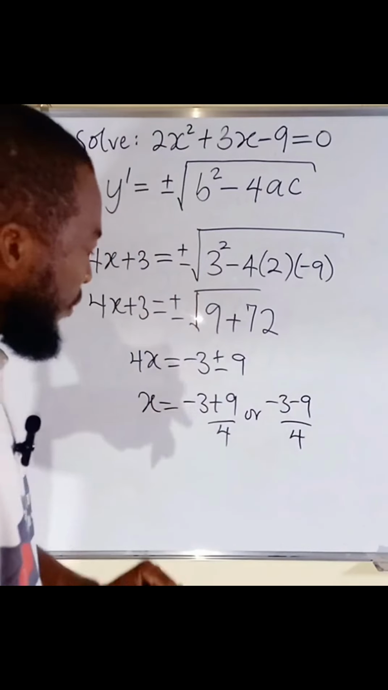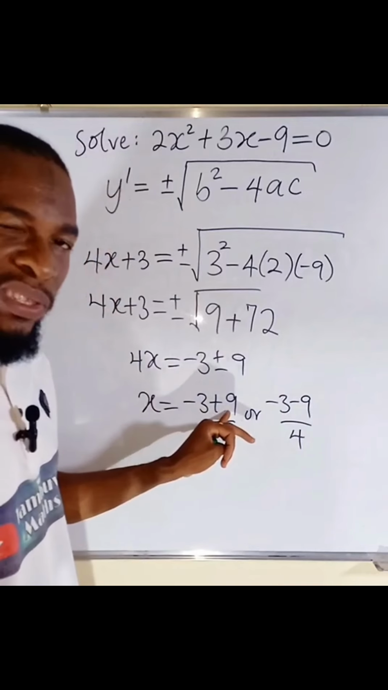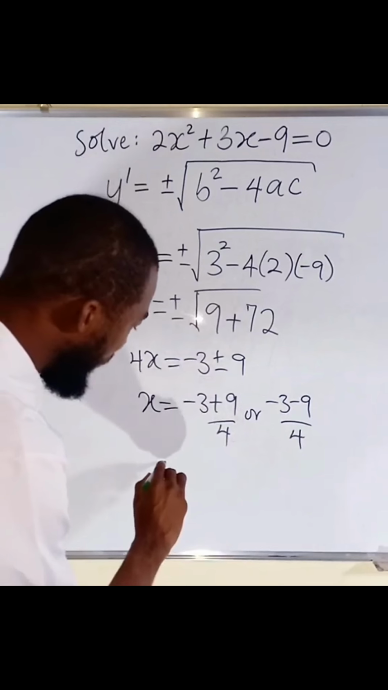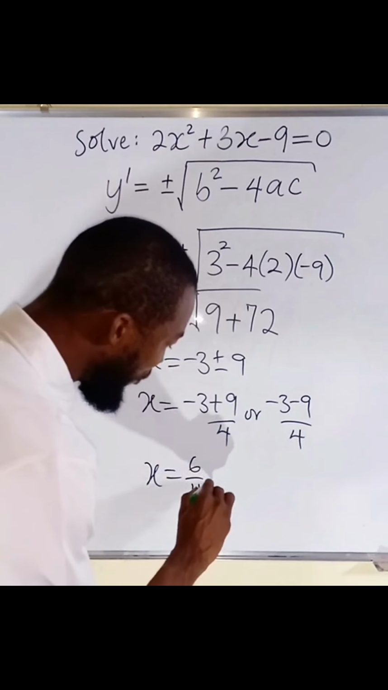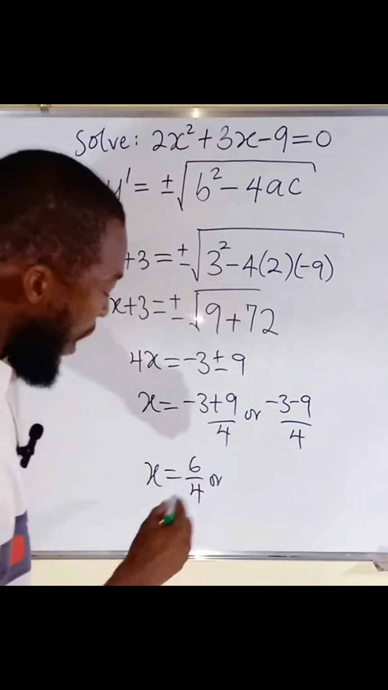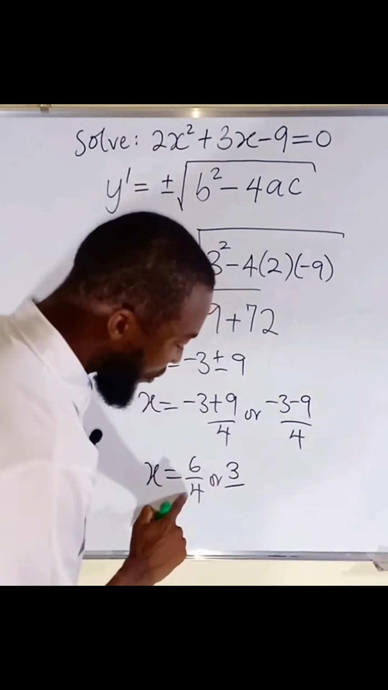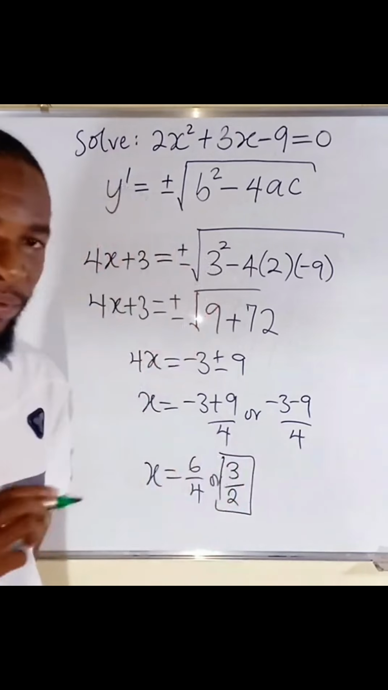So let's simplify this separately. -3 plus 9 will give us positive 6, right? And we have 6 divided by 4. So this is 6 divided by 4, which can be reduced to the lowest term as what? Because 2 can go here 3 times, and 3 can go here 2 times. So this is one of the values of x.